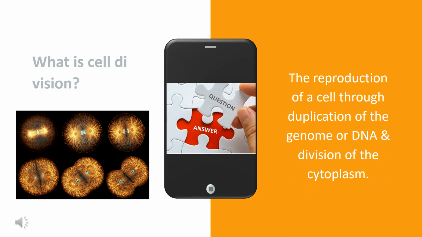Before we discuss further about cell division, you have to know what is cell division. Cell division is the reproduction of a cell through duplication of the genome or DNA and division of the cytoplasm.